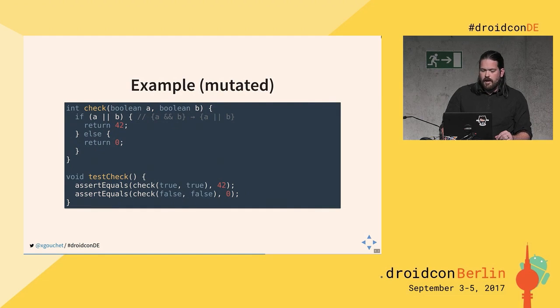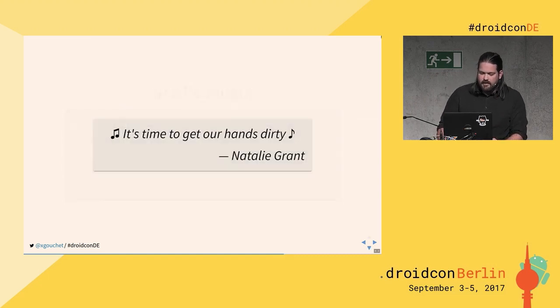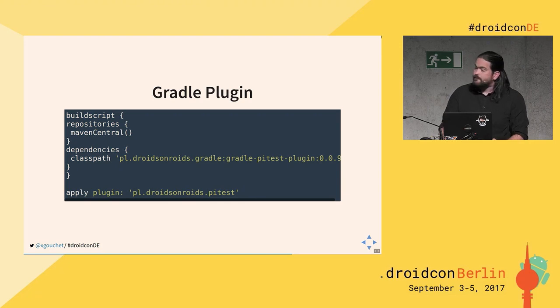So obviously there is something missing in the test, and when you run the mutation, your A and B changes into A or B. And of course your tests are still going to be green, because true and true is still true, and false or false is still false. So to fix your test in this case, you just need to add a couple more cases to cover all your ground. So this is a basic example. You can have a lot of examples, but we're going to get our hands dirty, right?